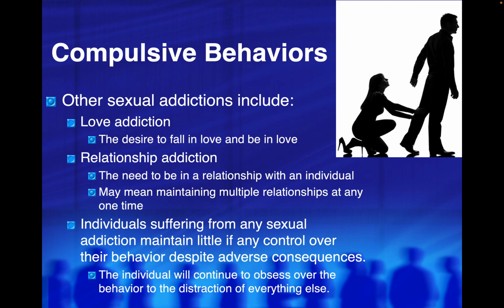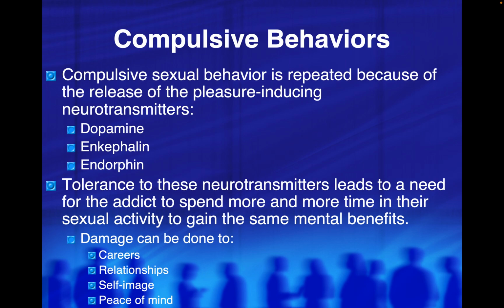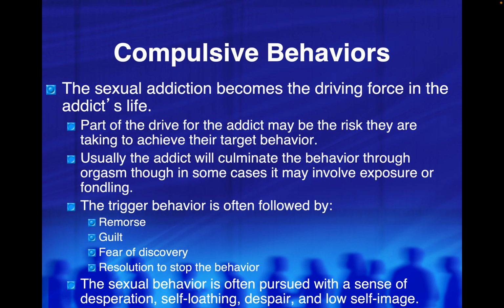Individuals suffering from any sexual addiction maintain little, if any, control over their behavior despite adverse consequences. The individual will continue to obsess over the behavior to the distraction of everything else. Compulsive sexual behavior is repeated because of the release of the pleasure-inducing neurotransmitters dopamine, enkephalin, and endorphins. Tolerance to these neurotransmitters leads to a need for the addict to spend more and more time in their sexual activity to gain the same mental benefits. Damage can be done to careers, relationships, self-image, and peace of mind. The sexual addiction becomes the driving force in the addict's life.